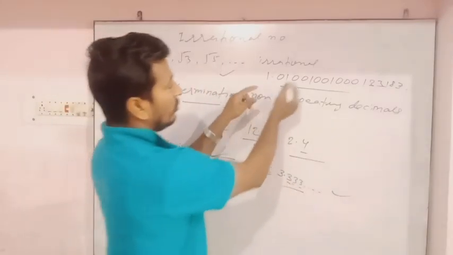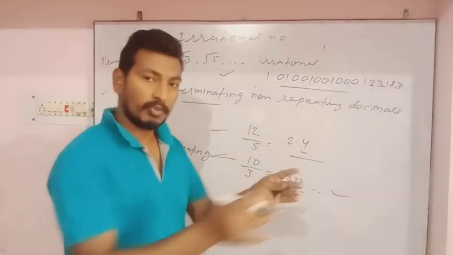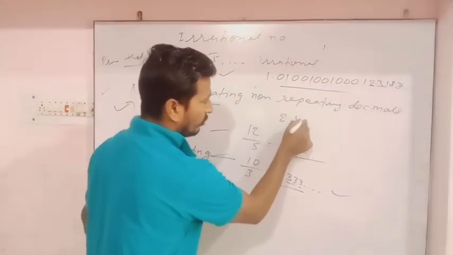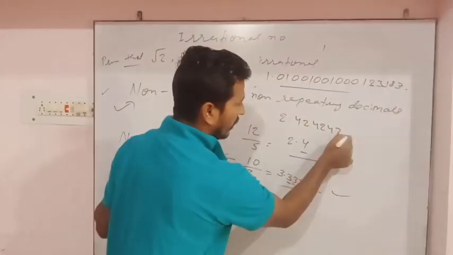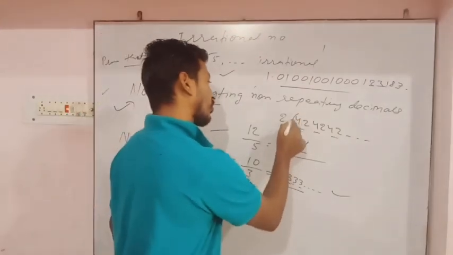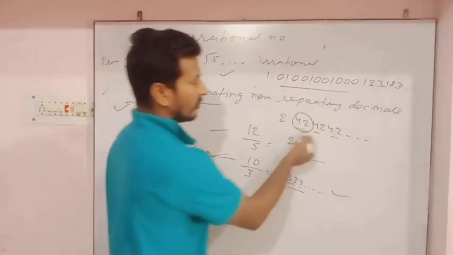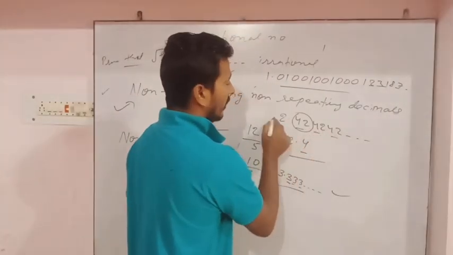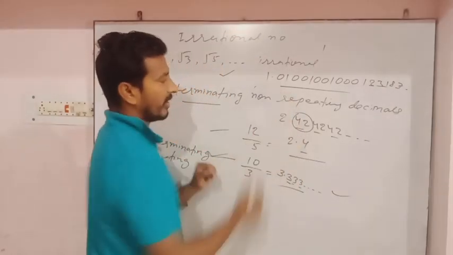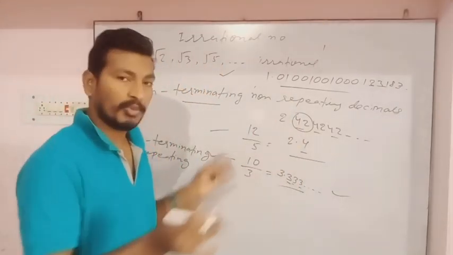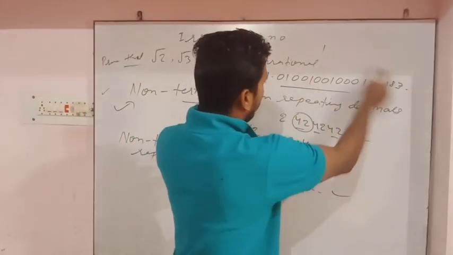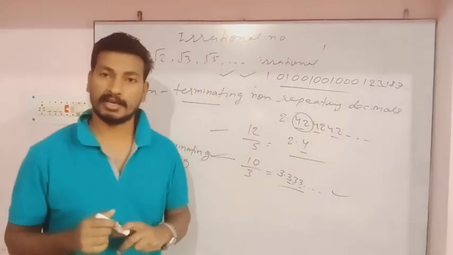After the decimal, neither a digit nor a group of digits comes frequently, like in 2.42 42 42. Now there is one pattern, 42 42 42, a group of digits which comes frequently. So this is also an example of a non-terminating repeating decimal, because 4 2 keeps repeating. But there is neither a digit nor a group of digits repeated periodically in an irrational number. Only such decimals are called irrational numbers.